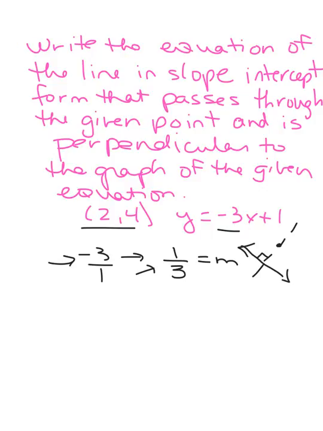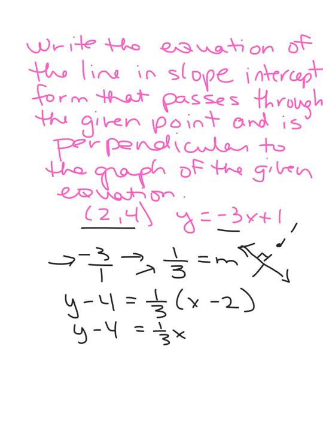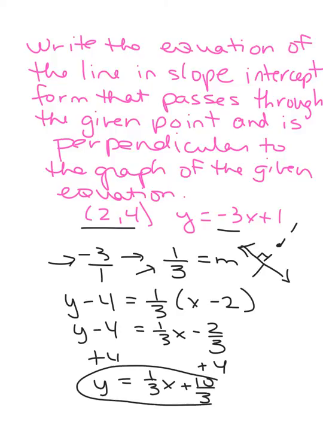So I have my slope and I have my given point, which is not my y-intercept, so I'll have to use point-slope form. So I have y minus 4 is equal to 1/3 times the quantity of x minus 2. I'll get rid of my parentheses, so I have 1/3 x minus 2 over 3 when I distribute. I add 4 to both sides, and I have y is equal to 1/3 x, and then I have negative 2/3 plus 4 simplifies to 10 over 3. So there is my equation of my line that passes through the given point and is perpendicular to my given line.